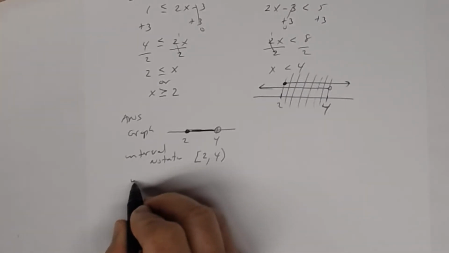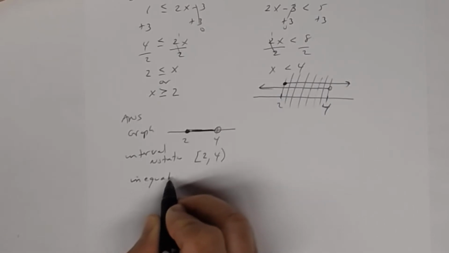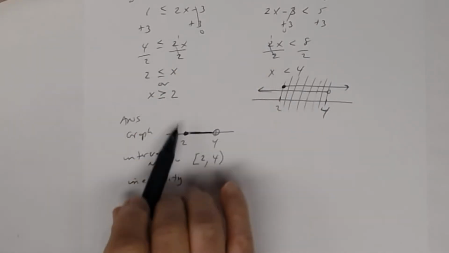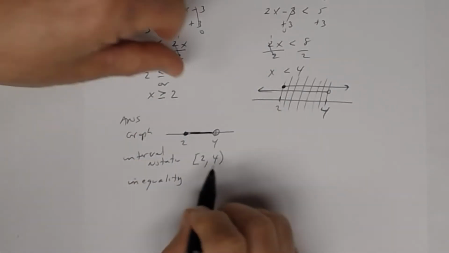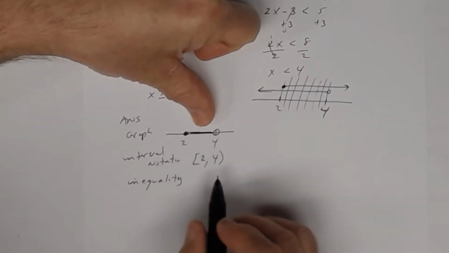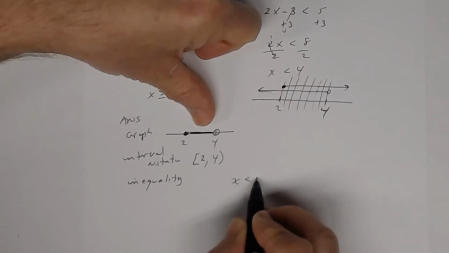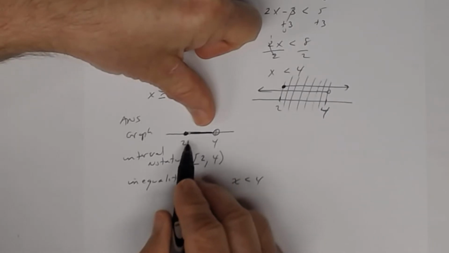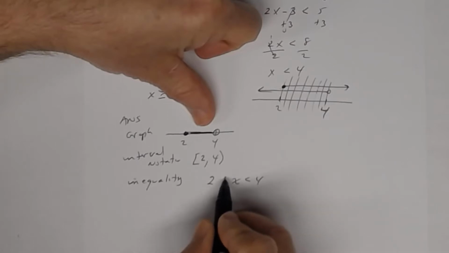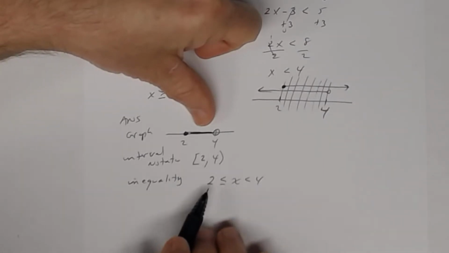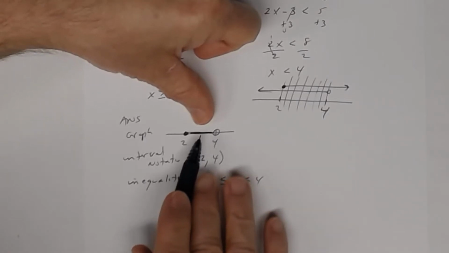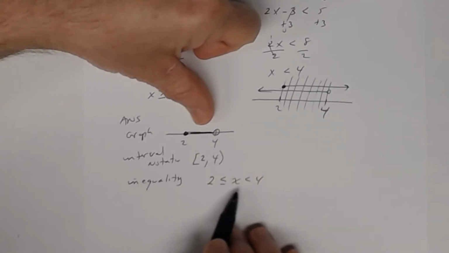And then the inequality. To write your solution as an inequality, your variable is x, so make sure you use the variable x. All your solutions are between 2 and 4, right? So x has to be less than 4, and at the same time, x has to be greater than what? 2. 2 is the smallest value in your solution. So 2 is less than or equal to x, and at the same time, x has to be less than 4.